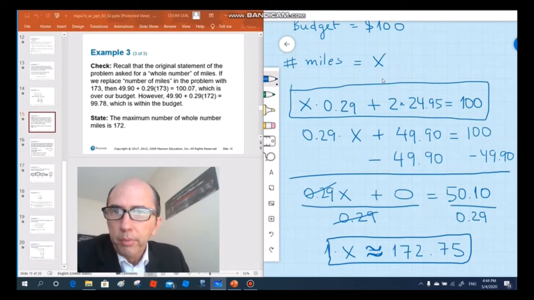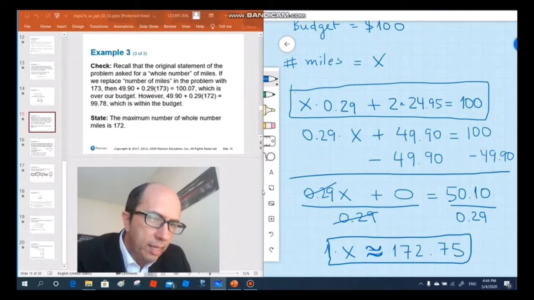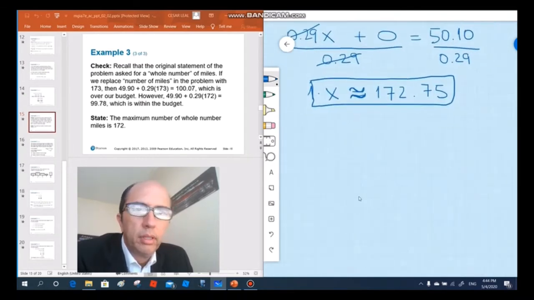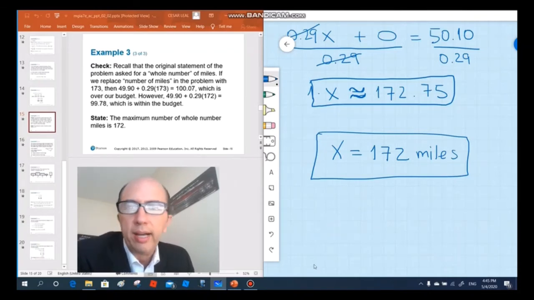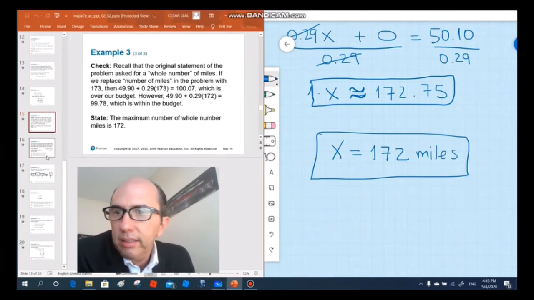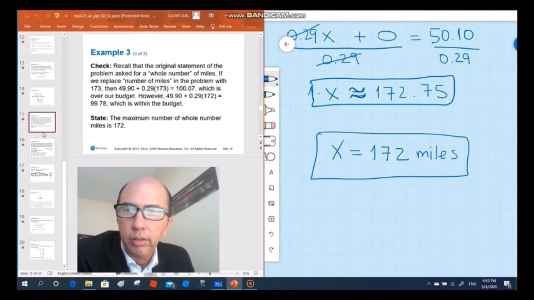Now to answer the problem, remember that the problem asked for whole numbers, and we have here a number of decimals. So if you need only whole numbers, you're gonna get rid of the decimals, and the answer is, on your budget of $100, the whole number of miles that you can drive is going to be 172 miles. And you're gonna have some spare money, and this is the answer on whole number of miles.